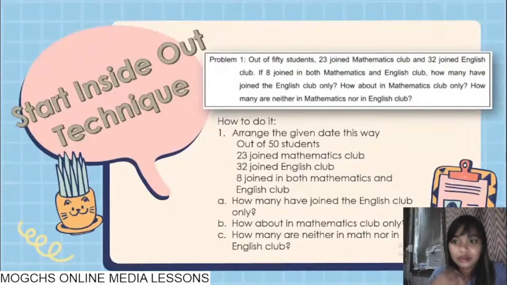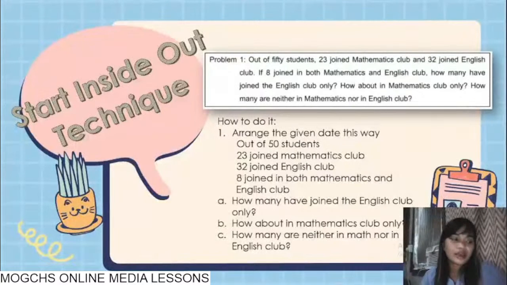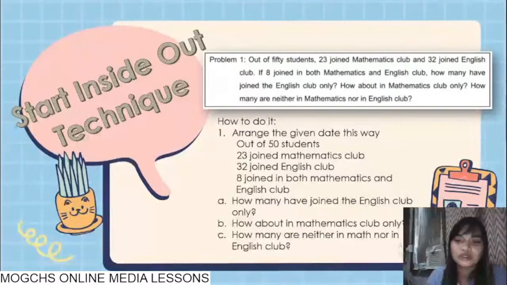If you see that kind of question in a problem, you will use the start inside out technique. Okay, so there are procedures, and how are we going to do that? First, arrange the given data this way. Out of 50 students, 23 joined mathematics club, 32 joined English club, and 8 joined in both math and English club.